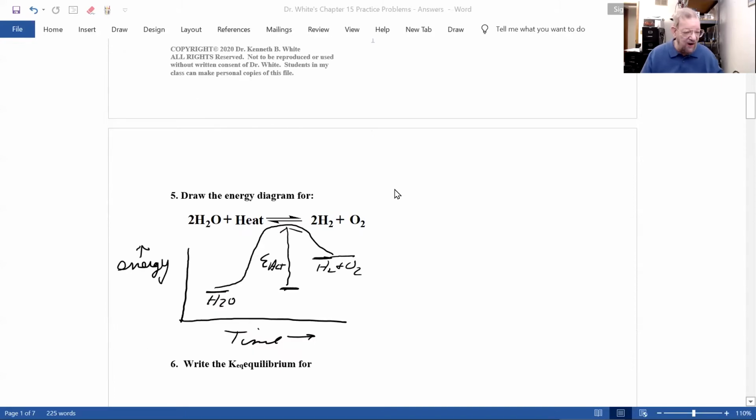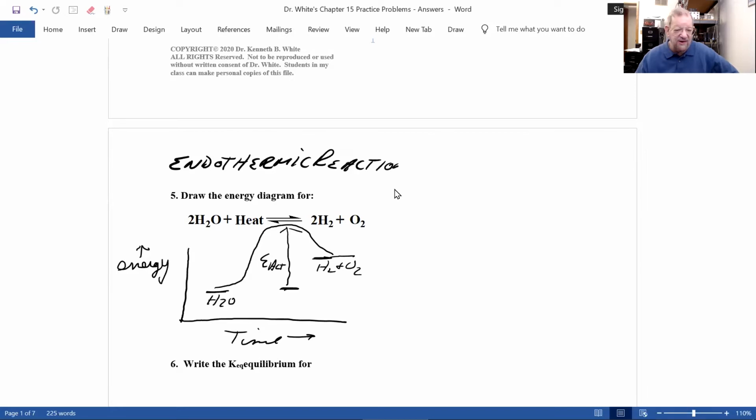Now, if we look at the next one, water plus heat can break down in equilibrium to hydrogen and oxygen. And this is an endothermic reaction or equilibrium. And how do you know that? Because you have to add heat. Heat is on the left side. And again, the total amount of energy on the left side equals the total amount of energy on the right.